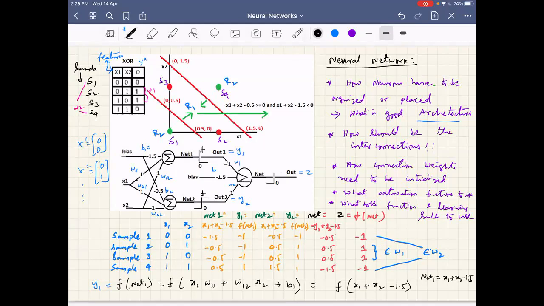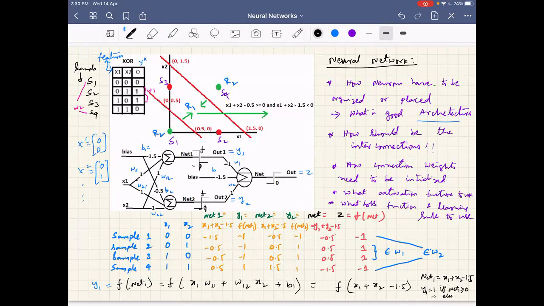If net1 is greater than or equal to 0, Y1 is equal to 1, else minus 1. This is what we have from the threshold activation function. Here they have put 0 if it is negative, but let us put minus 1 for our benefit. So based on the table we have written, let this be minus 1. Similarly, let this also be minus 1.